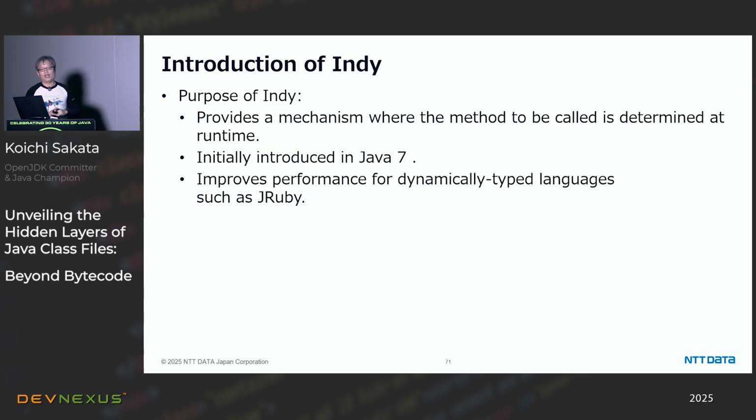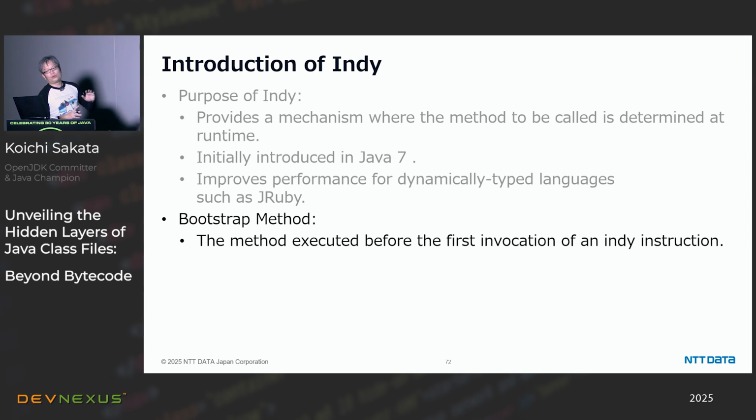The purpose of INDI is to provide a mechanism where the method to be called is determined at runtime. Initially, INDI was introduced in Java 7 to improve performance for dynamic languages like JRuby. The method executed before the first invocation of an INDI instruction is called a bootstrap method. In Java, INDI is used in lambda expressions, string concatenation, record classes, switch expressions, and pattern matching.